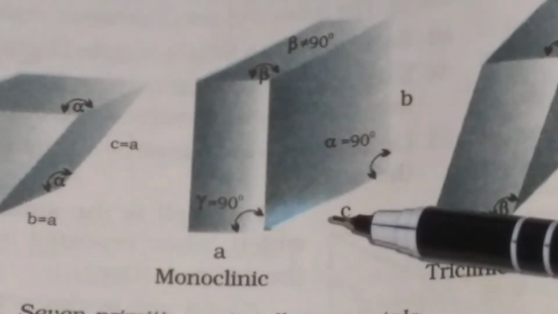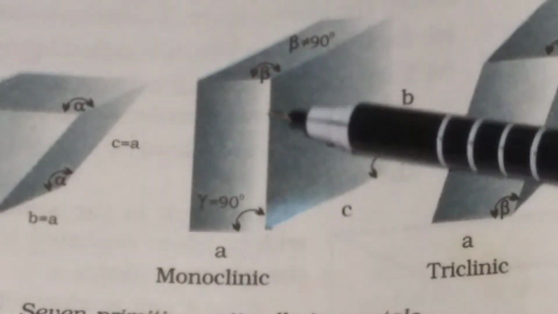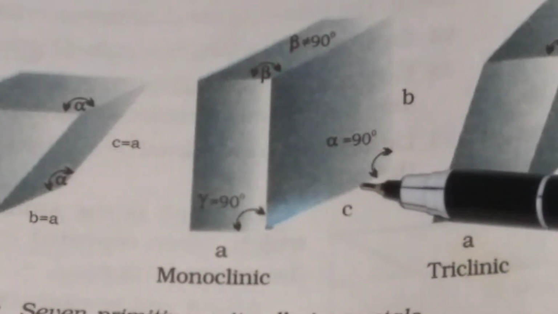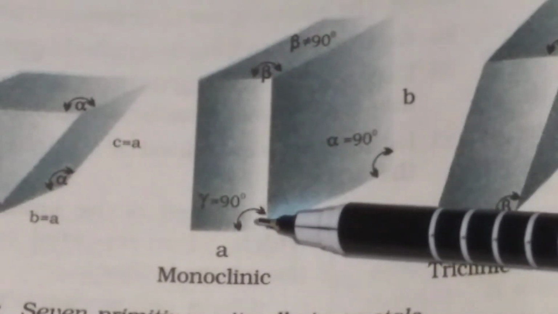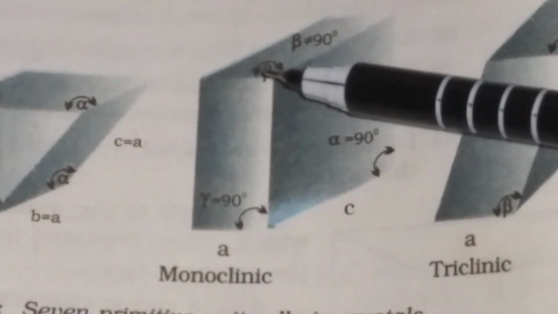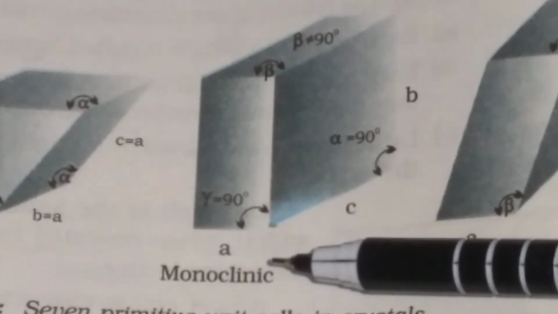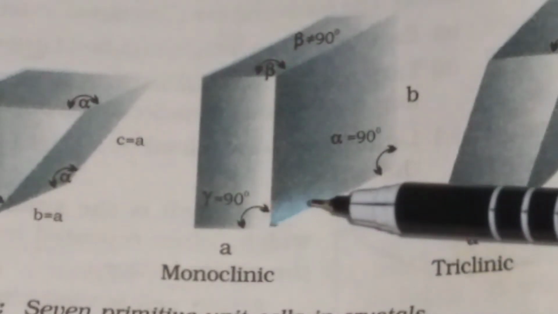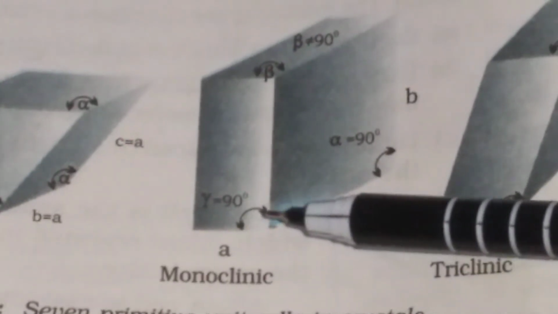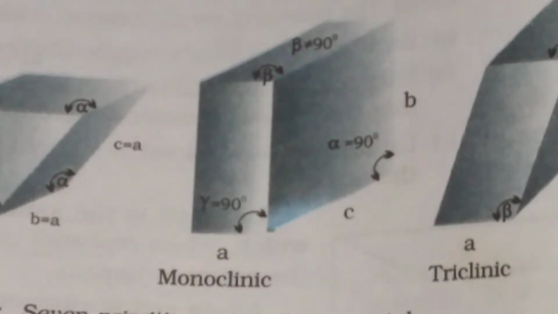In the case of a monoclinic primitive unit cell, you see a is not equal to b is not equal to c, but alpha and gamma are 90 degrees. Gamma is 90 degrees, alpha is also 90 degrees, but beta is not equal to 90 degrees. So in a monoclinic primitive unit cell, a, b, c are not equal, but alpha and gamma are 90 and beta is not equal to 90 degrees.